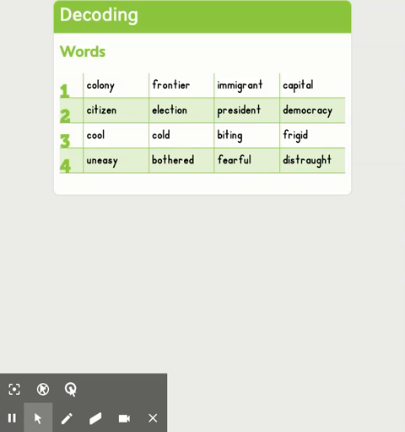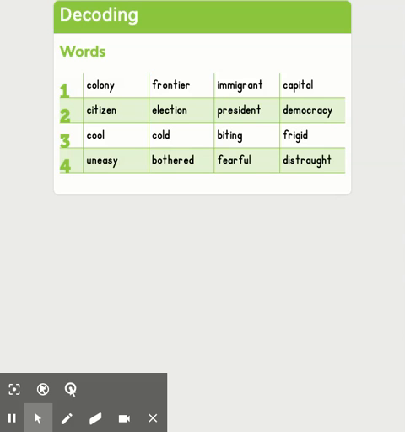Row 2, the first word is citizen. And a citizen is a person who legally belongs to a country and has the rights and protection of that country. So normally, whatever country you're born in, you are automatically a citizen of that country. You can become a citizen of a different country if you move there and you work there and you live there and you pay taxes there and you have to apply to become a citizen of a different country. And it usually takes a long time.